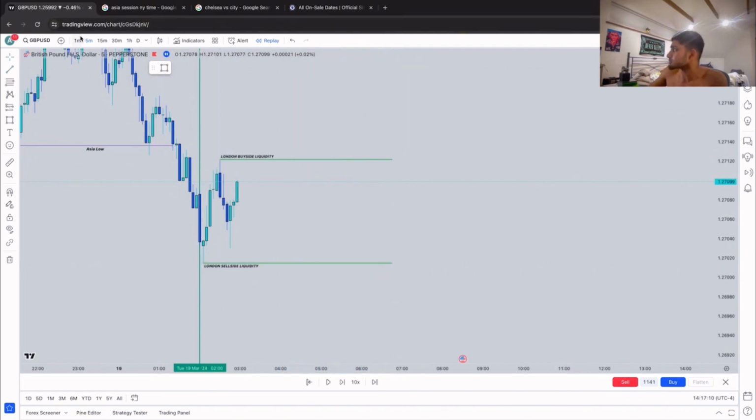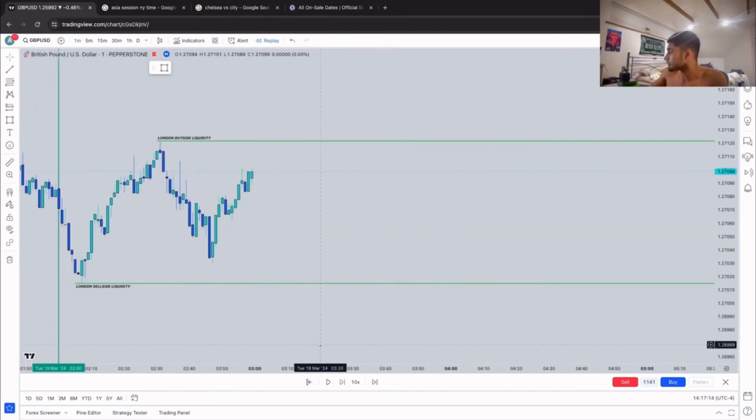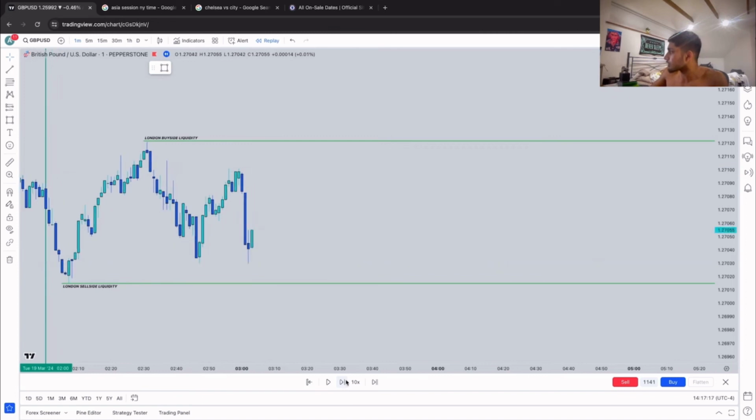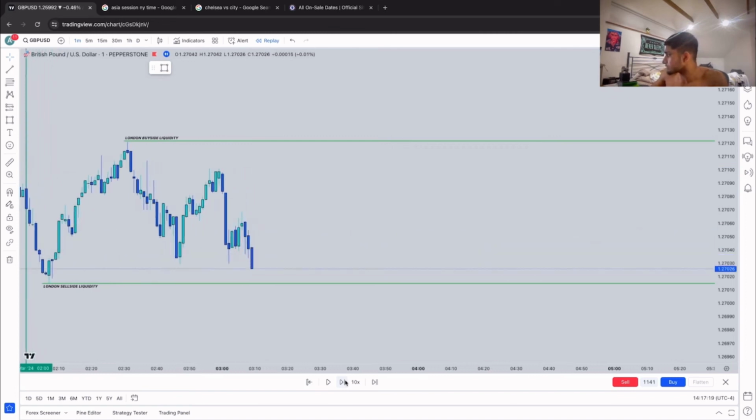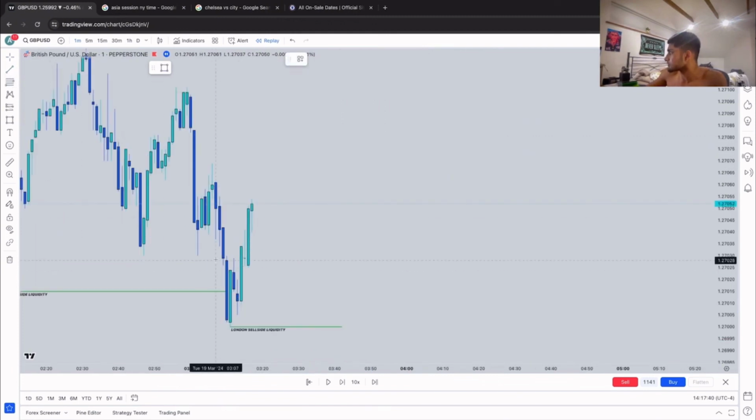Now we're quite simply going to switch to the 1-minute time frame. And what we're going to do, from 3 o'clock to 4 o'clock, we are looking for our entry. So one of these needs to be swept out, our London sell side as well. Change of character, which is our market structure shift.